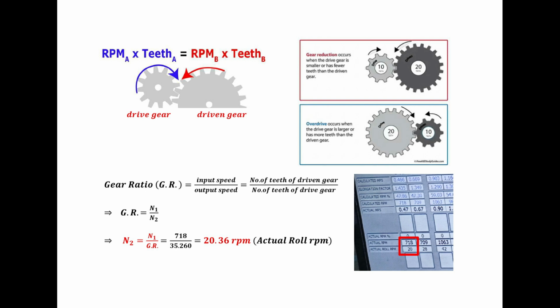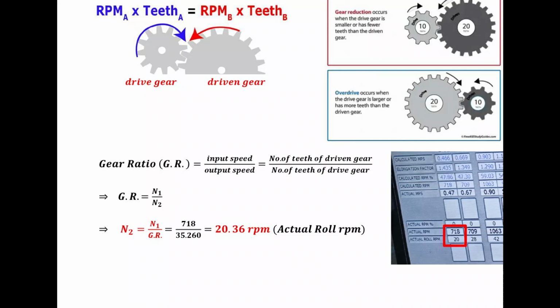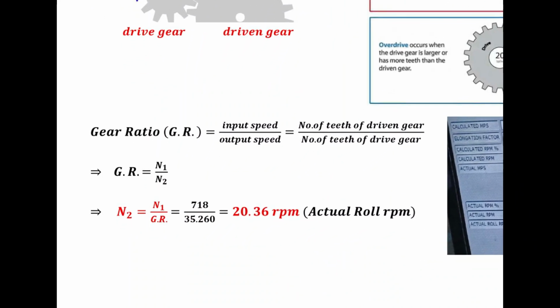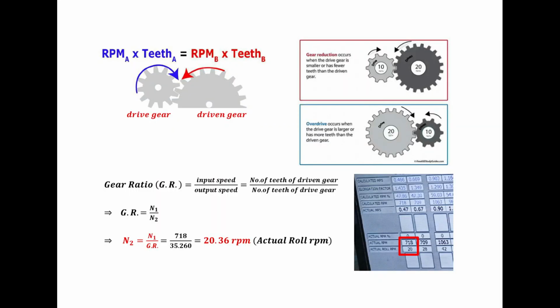Plugging in our numbers, we get N2 is equal to 718 by 35.260, which is equal to 20.36 rpm. So the roller is spinning at 20.36 revolutions per minute.